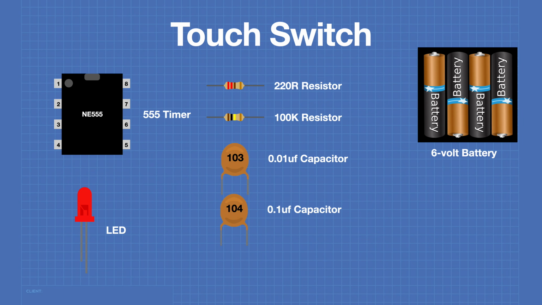To build the touch switch, you'll require a 555 timer, an LED, 2 resistors, one of them 220 ohms and the other 100 kiloohms, 2 capacitors, a 0.01 microfarad capacitor and a 0.1 microfarad capacitor, and we'll be powering this with a 6-volt battery.